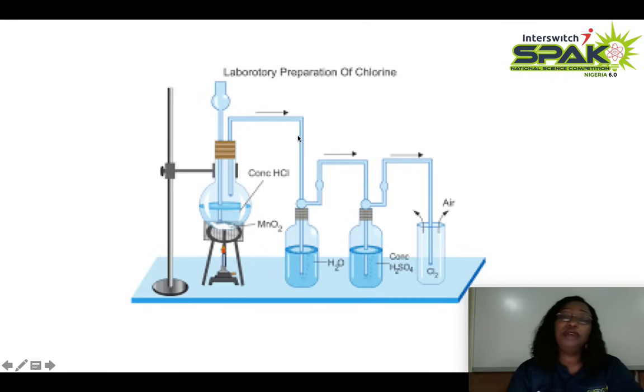Another method of preparing chlorine in the laboratory is using KMnO4. That's potassium tetraoxomanganate(VII), KMnO4. But this time around, heat will not be used. It's the same process. HCl will be produced. Also, chlorine will be produced. The HCl will be absorbed by water. You are left with your Cl2 and dry it with conc. H2SO4, and you have your dry chlorine.